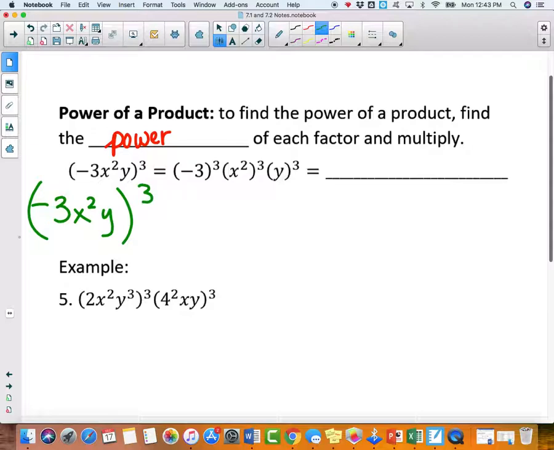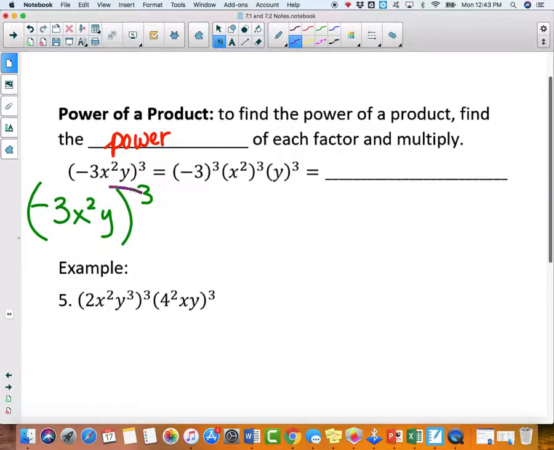So this 3 is going to be distributed to every single term. It's going to be distributed here, and here, and here. So it's the same thing as saying negative 3 to the third power. It's the same thing as saying x squared raised to the third power, and y raised to the third power.